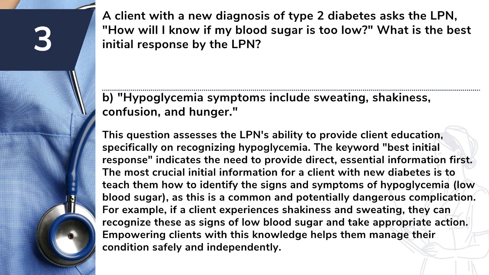The most crucial initial information for a client with new diabetes is to teach them how to identify the signs and symptoms of hypoglycemia, low blood sugar, as this is a common and potentially dangerous complication. For example, if a client experiences shakiness and sweating, they can recognize these as signs of low blood sugar and take appropriate action. Empowering clients with this knowledge helps them manage their conditions safely and independently.